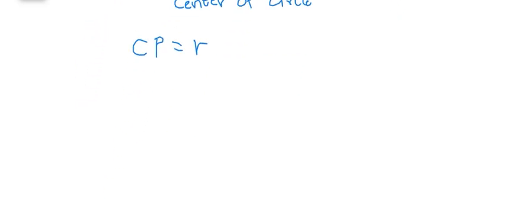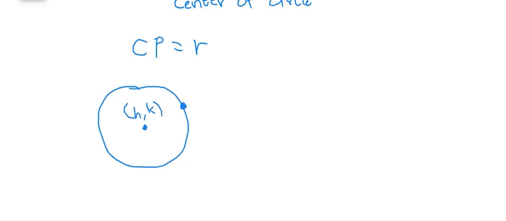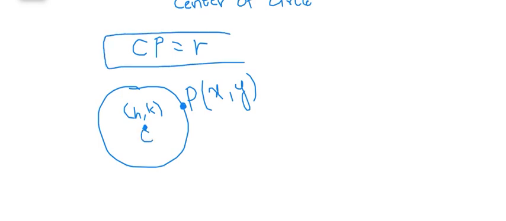So let's say the coordinates of the center are h comma k. Let's say a random point on the circle is x comma y. So the distance between C and P is equal to R. Can you use the distance formula to find the distance between C and P when coordinates are given like this? Remember the distance formula?